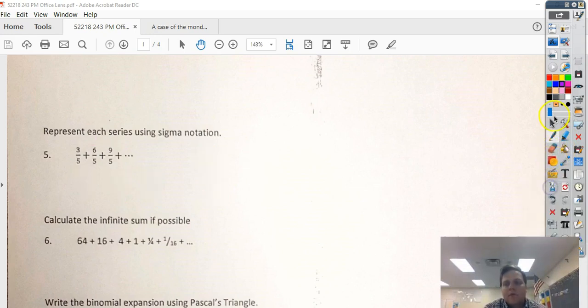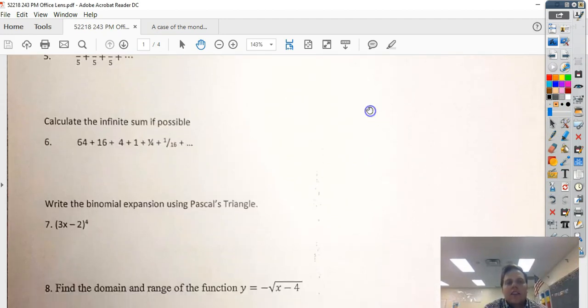All right. Moving on. Calculate the infinite sum if possible. Okay, so it's important to remember that you can only have an infinite sum if it's geometric and if r is between 0 and 1. Okay, so 64, 16, 4. How am I going down each time? That's right, I'm dividing by 4 each time. So what is dividing by 4 the same thing as multiplying by? That's right, 1/4. So r is 1/4. Okay, so then it is possible to calculate the infinite sum.